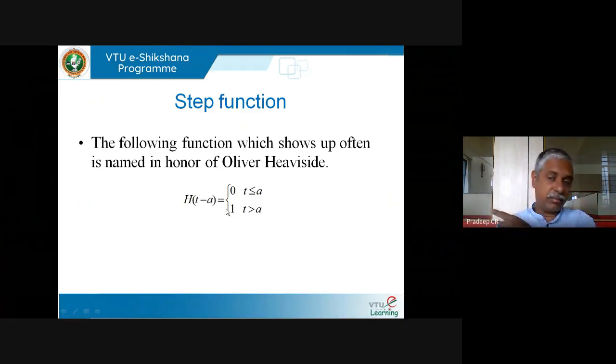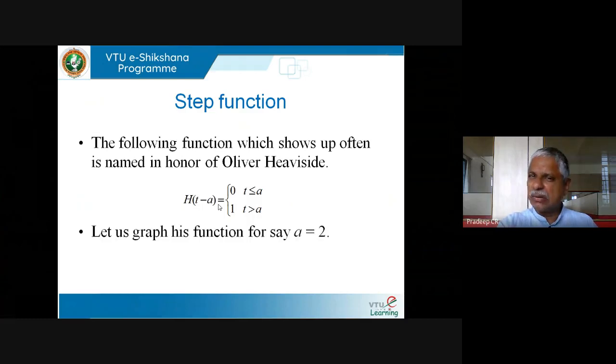So you have a number line, and t is a running variable there. A is some fixed number there. If t is less than a, that means the running variable is less than a, the value of the function is 0. And the moment it crosses a, it becomes the constant function 1. So this is called the Heaviside function. Heaviside is, as I said, an English electrical engineer.